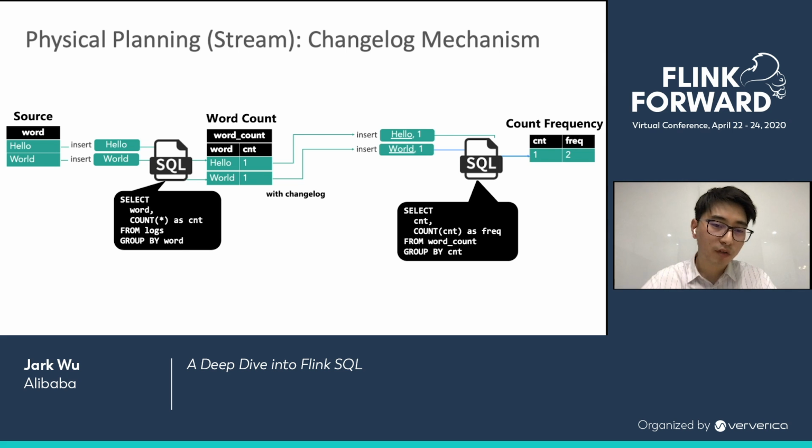And the source, for example, this source will emit 2 insertion records, hello and word. The first aggregation will accumulate them and emit 2 insertion records too. The first one is hello count 1, and the second one is word count 1. So the frequency of count 1 is 2 now. Then another hello record comes in. The first aggregation will update the count of hello from 1 to 2.